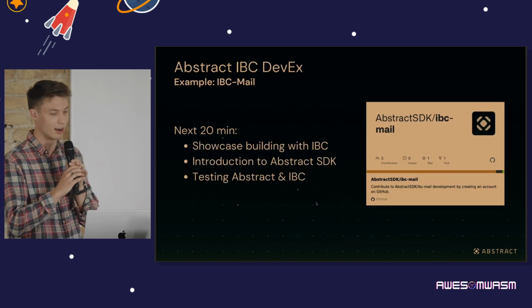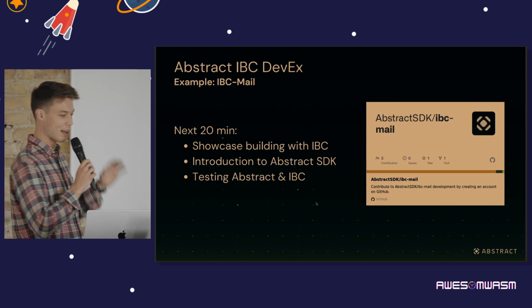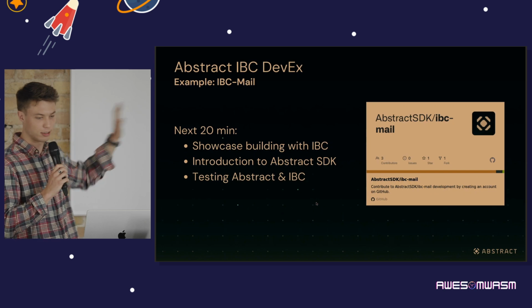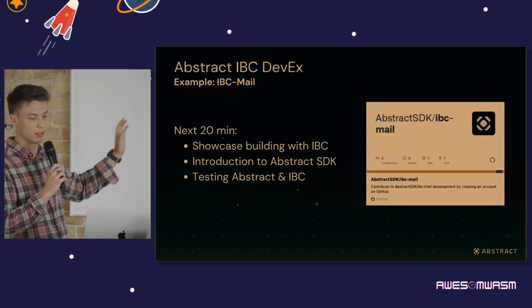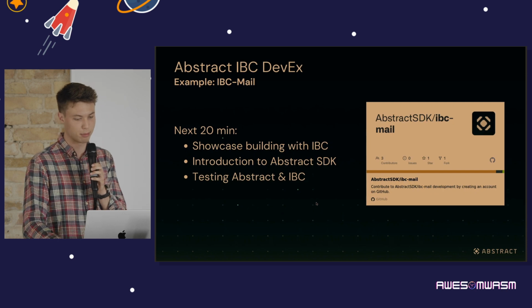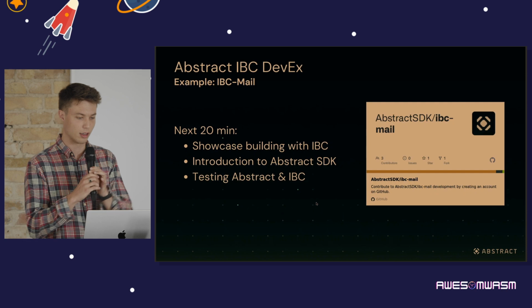So that is where I'm going to leave that introduction and start talking about our actual code. This is Abstract SDK IBC Mail. This is a public repository. You can clone it and look around, but I'm going to show it in the next few minutes. So let me check it.